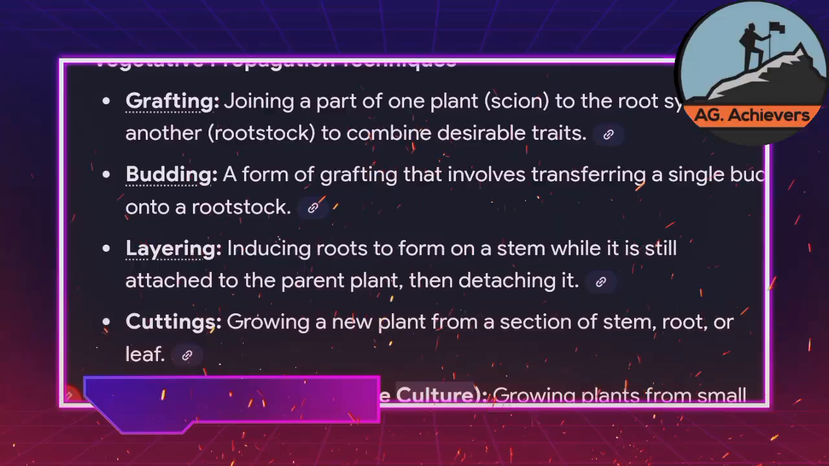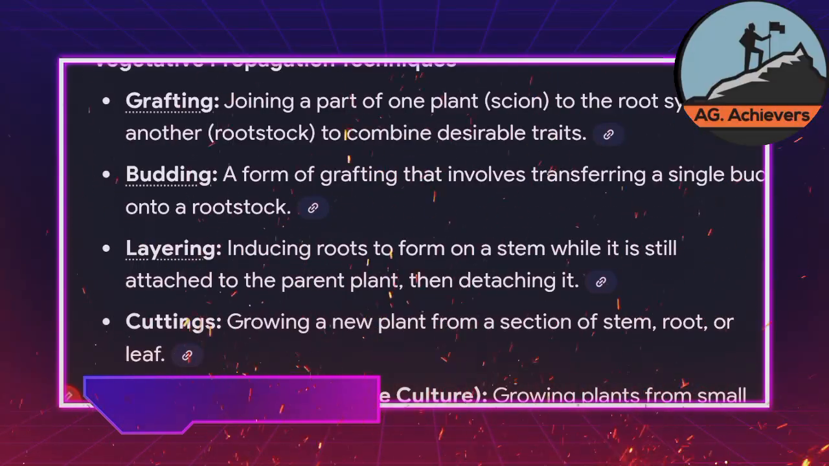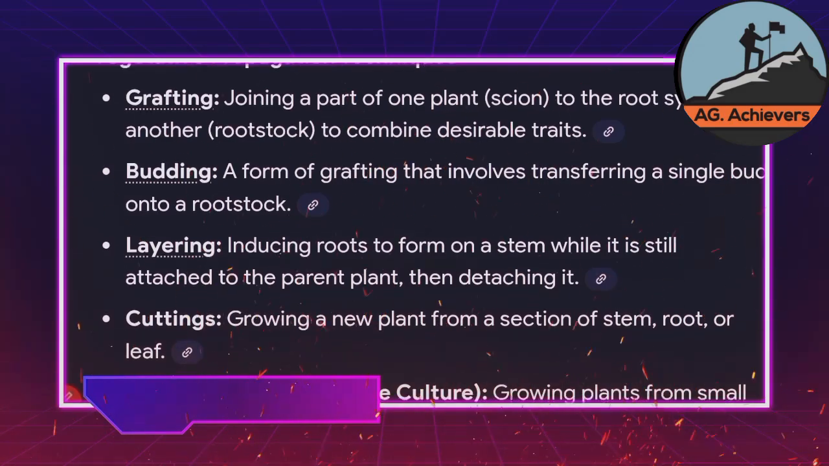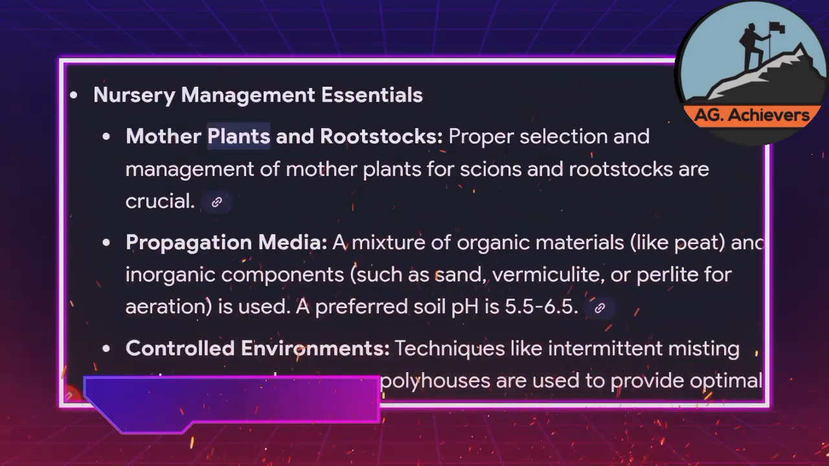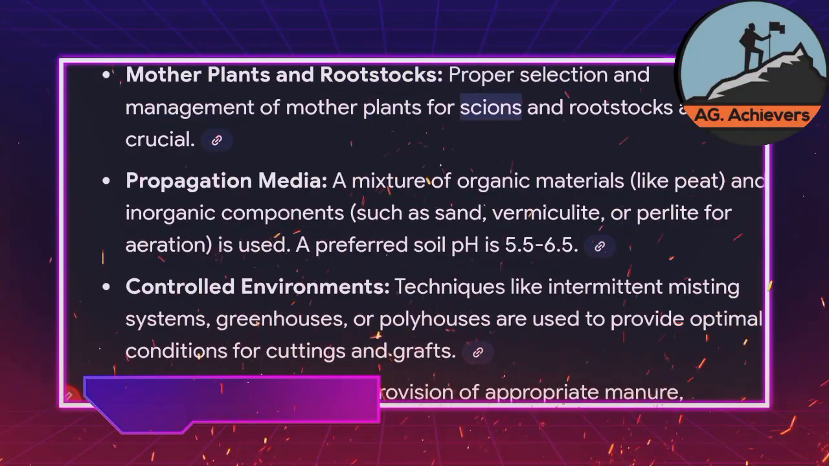Micropropagation, tissue culture. Growing plants from small pieces of tissue in a sterile laboratory environment. Nursery management essentials. Mother plants and rootstocks. Proper selection and management of mother plants for scions and rootstocks are crucial.